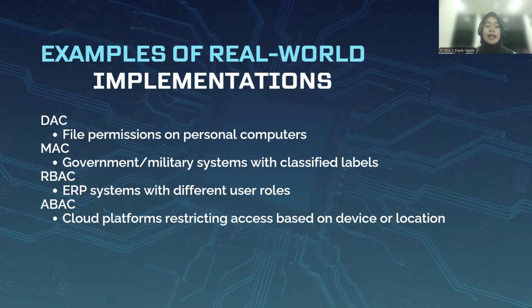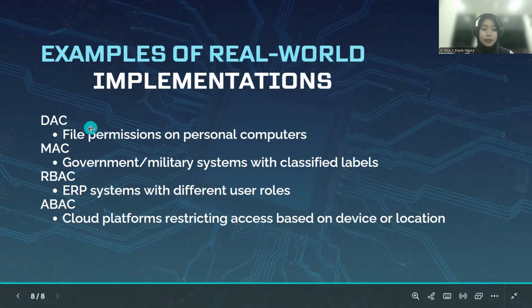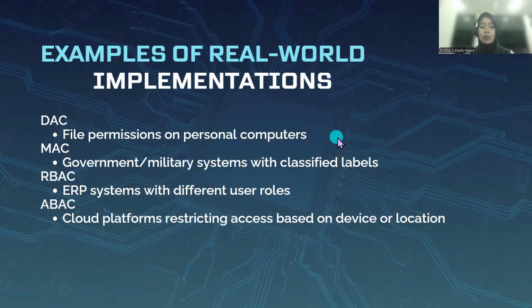So these are examples of real-world implementation. DAC, file permissions on personal computers. The second, MAC, government or military systems with classified labels. RBAC, an ERP system with different user roles. And then ABAC, a cloud platform restricting access based on device or location.